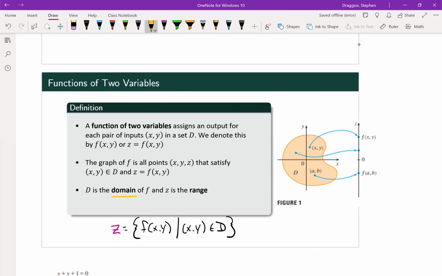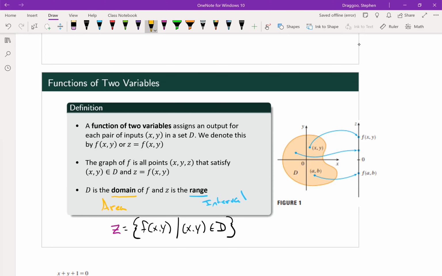The output, however, goes to just a single number, z, so the output, being the range, will be some set of the number line, so just an interval, like we're used to seeing from back in algebra. So the range is, in fact, still an interval, whereas the domain is an area. And the technical definition of the range is given here as well.